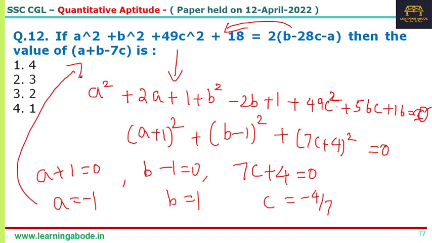Now take these values and substitute them here. So a equal to minus 1, b equal to 1. Now minus 7c, where c is minus 4 by 7, so minus 7c would be plus 4. Minus 1 and plus 1 is gone. So the answer will be plus 4. That's answer option 1. So for the 12th question, the answer is plus 4.